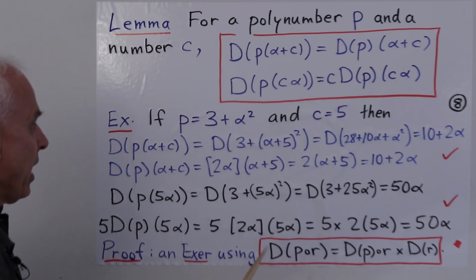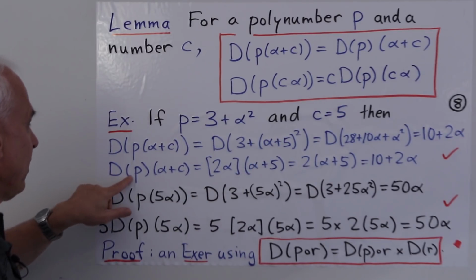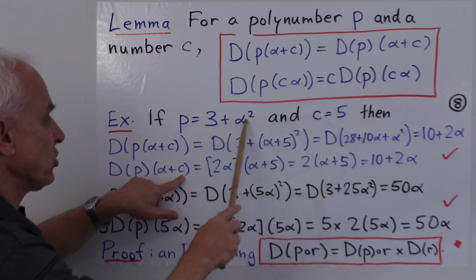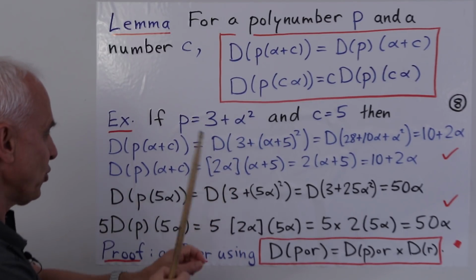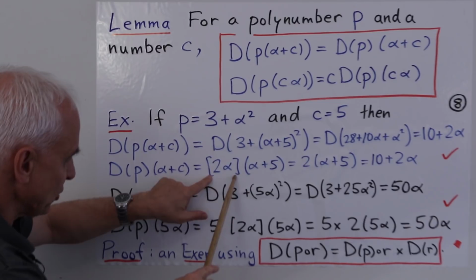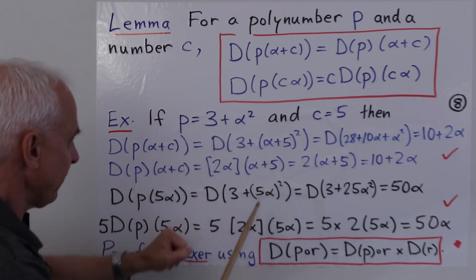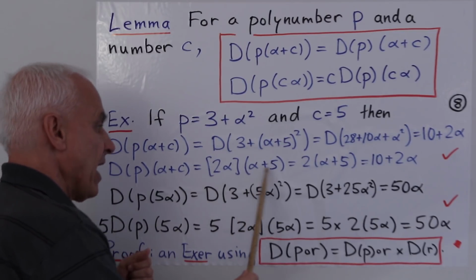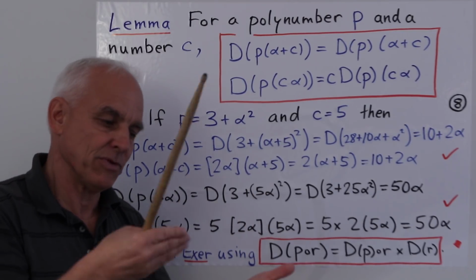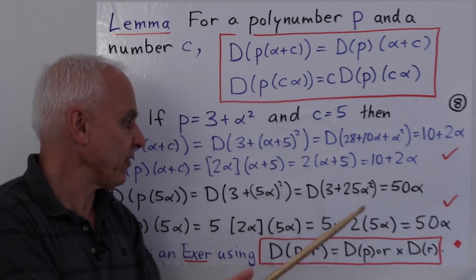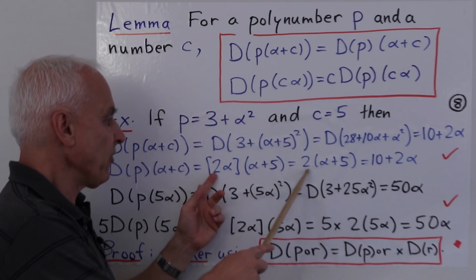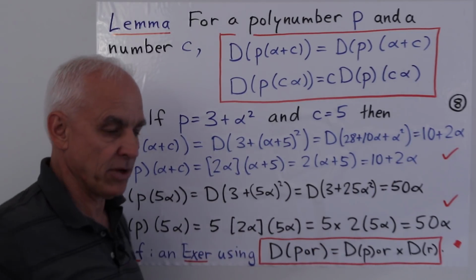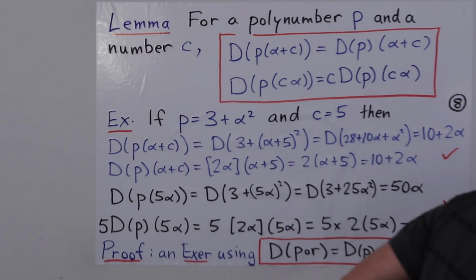Okay, good. And on the other side, the derivative of p at alpha plus c. So what's the derivative of this thing? It's just 2 alpha. And I'm going to write 2 alpha in square brackets here, and then this alpha plus 5, because we're going to evaluate this polynumber at alpha plus 5. In other words, replace the alphas with alpha plus 5. So we get 2 times alpha plus 5, which is 10 plus 2 alpha, which is the same thing that we got over there. So these things are equal.